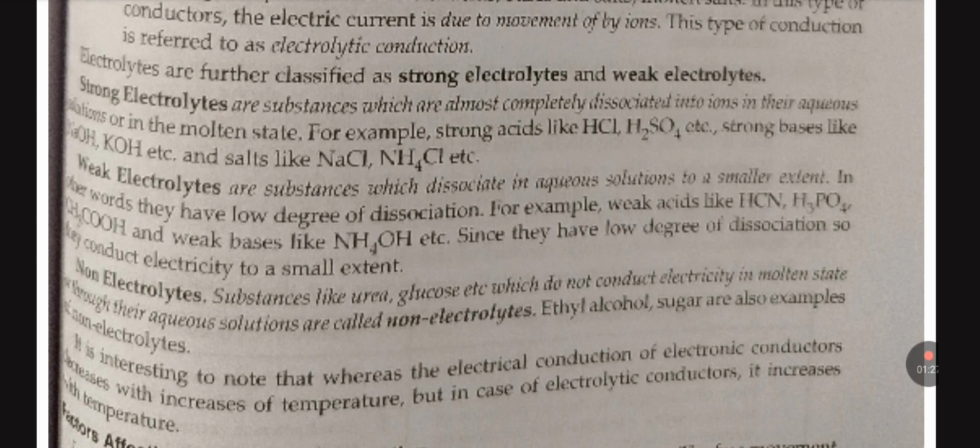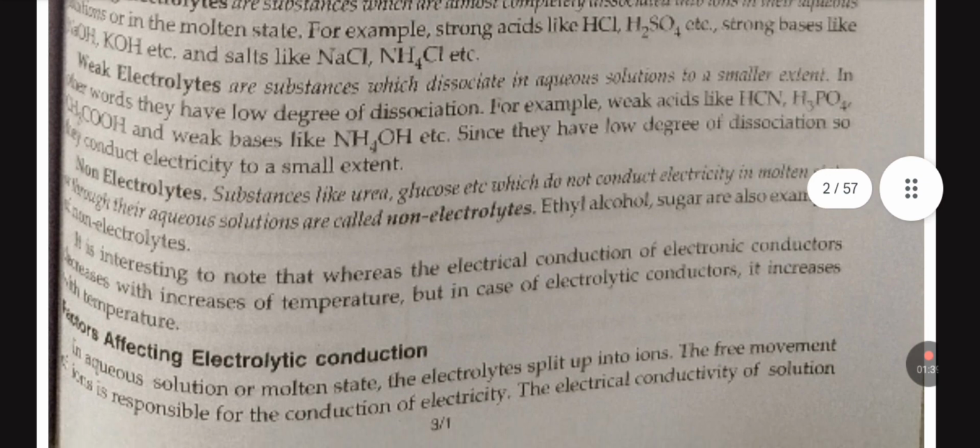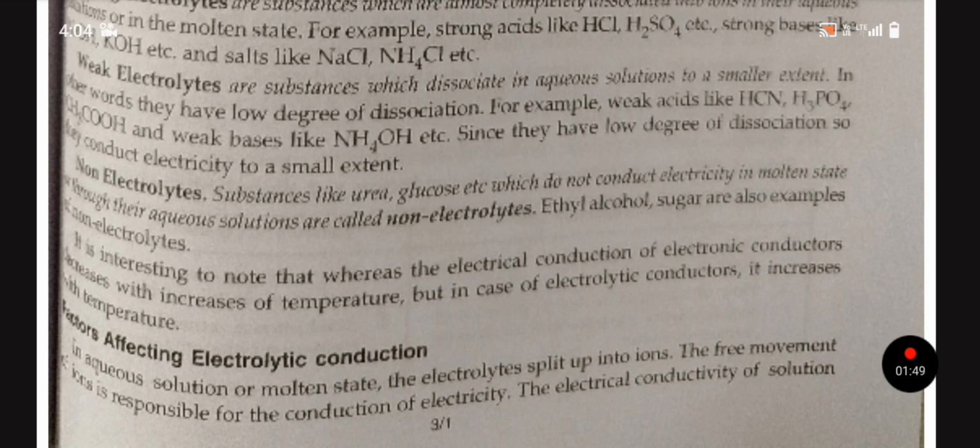Weak electrolytes are substances which dissociate in aqueous solution to a small extent. In other words, they have low degree of dissociation. For example, weak acids like HCN, H2CO3, H3PO4, CH3COOH and weak bases like NH4OH, etc. Since they have low degree of dissociation, they conduct electricity to a small extent.